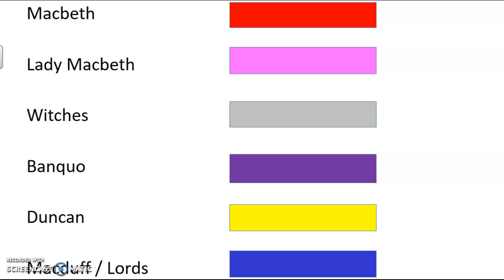Duncan, yellow. Well, I'm not doing this because he's yellow and yellow-bellied, he's a coward, etc. Don't think he is, I think he's just weak. I'm doing this because he's actually referred to with the word golden a few times. And Macbeth, Macduff and the Lords are blue. I've gone for a kind of Scottish flag type blue to represent Scotland, because I think that's ultimately what they do, really. They represent, in many cases, the salvation of Scotland.